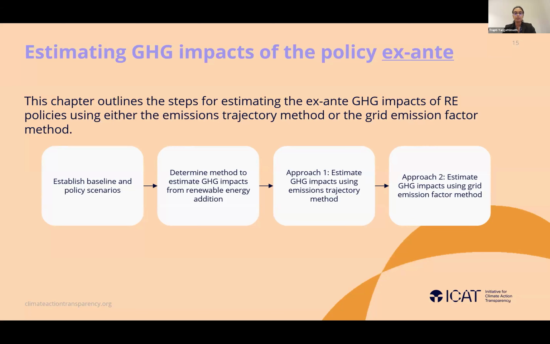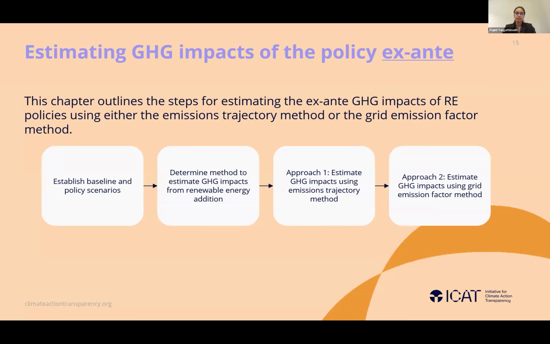So before choosing an approach, we first need to define two scenarios. The baseline scenario, which will represent what is expected to happen without the policy in place, and the policy scenario, which represents what is expected to happen with the policy in place. And the difference in emissions between these two scenarios gives us the GHG impact, which we can attribute to the policy. Once these scenarios are established, we can select the most appropriate method for estimating the GHG impacts.